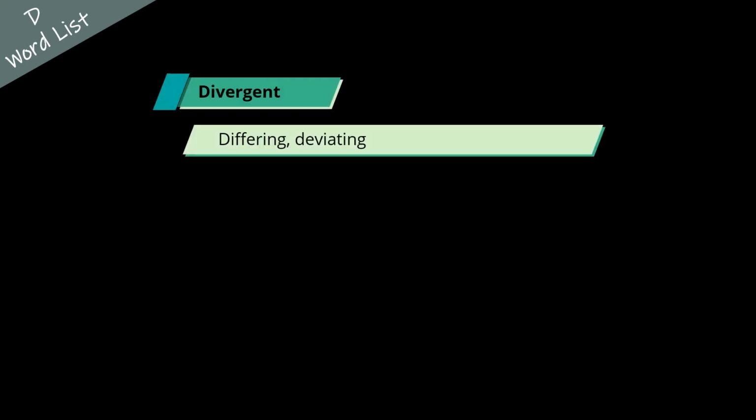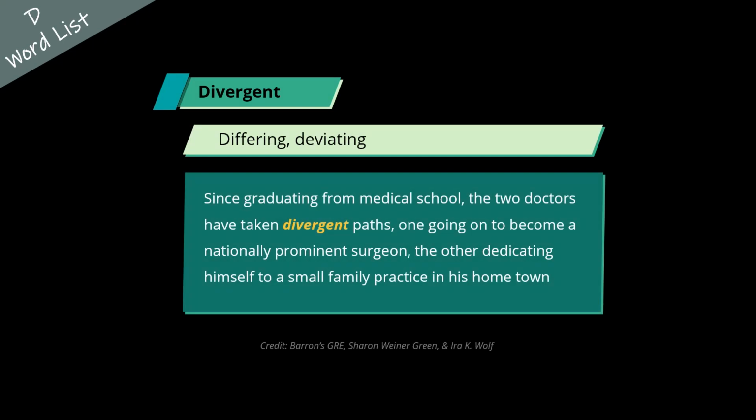Divergent means differing, deviating. For example, since graduating from medical school, the two doctors have taken divergent paths, one going on to become a nationally prominent surgeon, the other dedicating himself to a small family practice in his hometown.